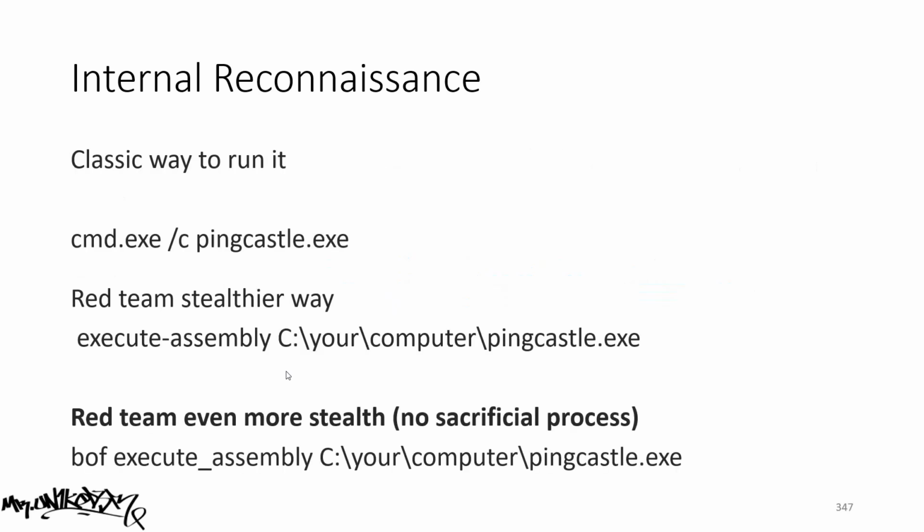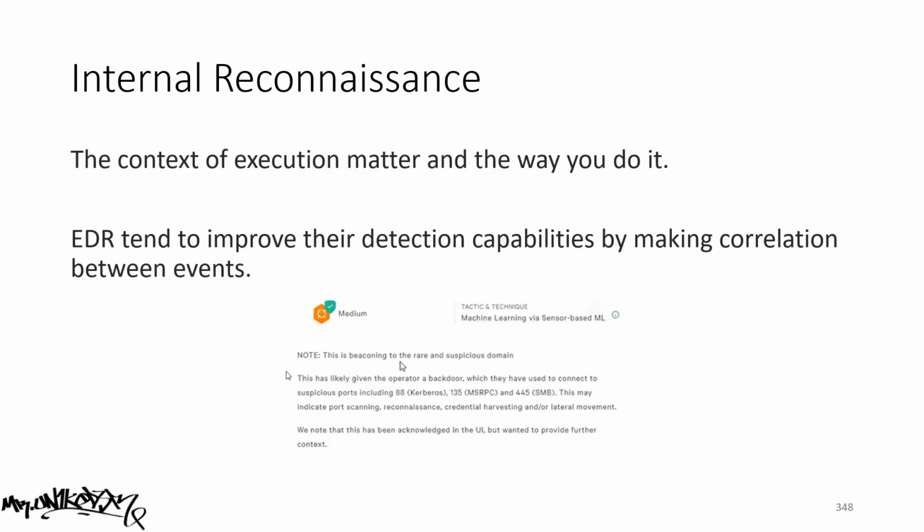So, a quick example here. The classic way to run it is cmd.exe, you just run it. The red team way is execute-assembly, where you just specify the path on your own local system. And an even more stealthy way is to use BOF execute-assembly. The difference between execute-assembly and the BOF one is that the BOF one is going to create a BOF instance that pretty much acts as execute-assembly, but without creating a sacrificial process, so there's no process injection involved at all, but you're going to achieve the same. The context of execution matters.